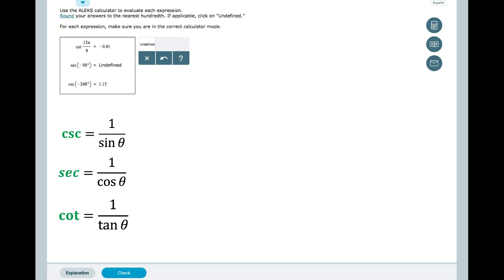Our final step now is to check our answer. We check our answer, and we find that our answer is correct.